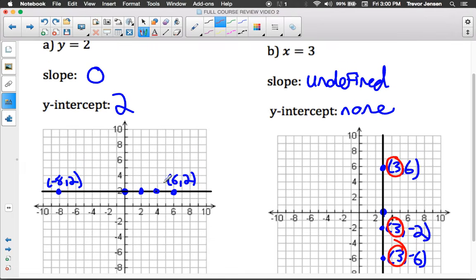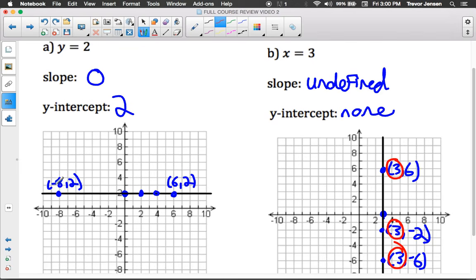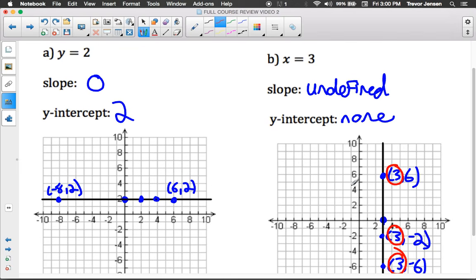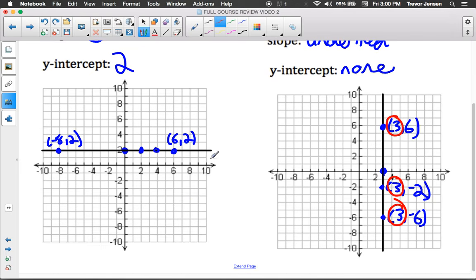X equals a number is a vertical line, y equals a number is a horizontal line. Slope of horizontal lines is 0, slope of vertical lines is undefined.